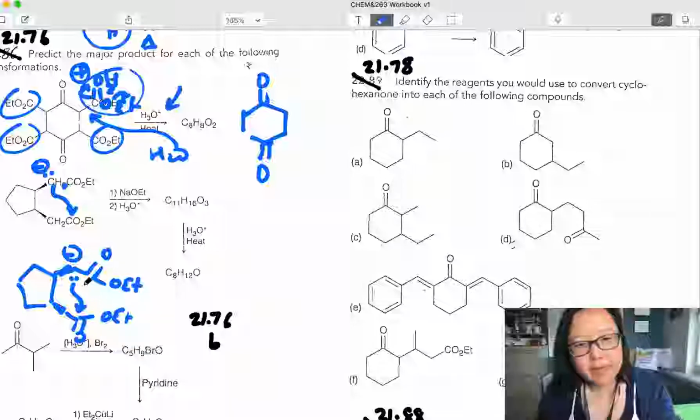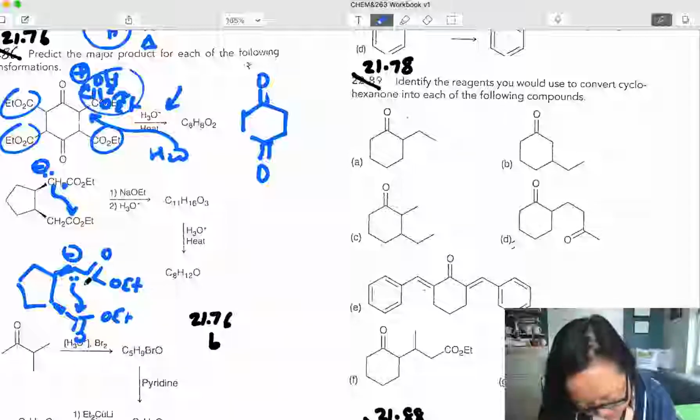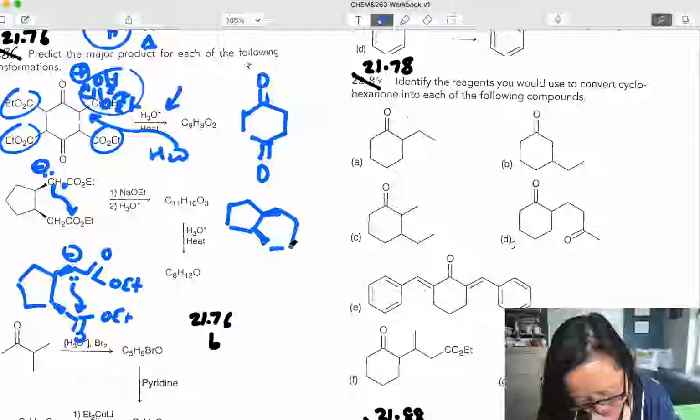So that's how we make a beta keto ester. So let's show that. It's gonna look like this. This is gonna be sticking out. This is sticking out. 1, 2, 3, 4, 5. It's a 5-membered ring, and this group here is like that. And this group here has an ester still attached.